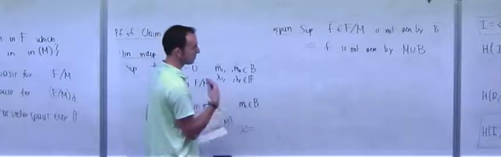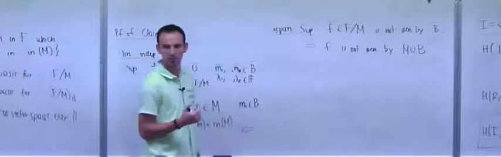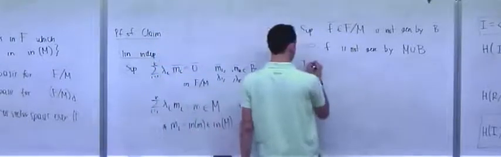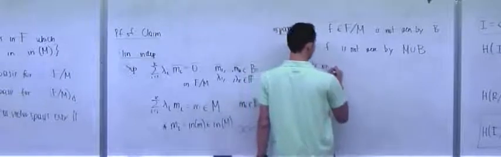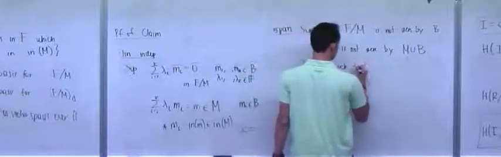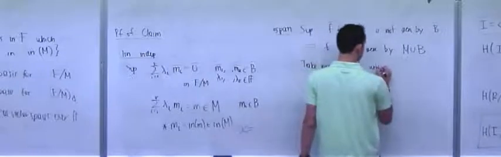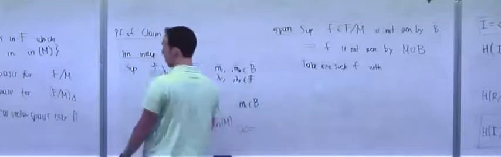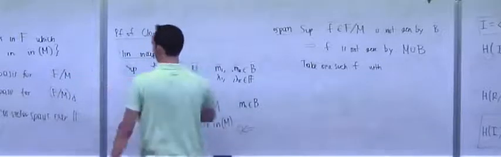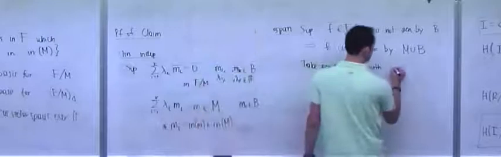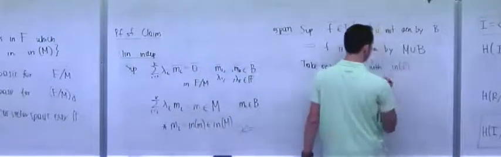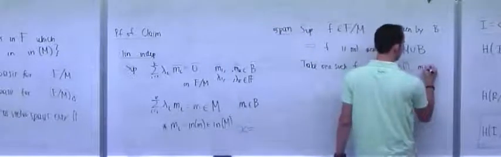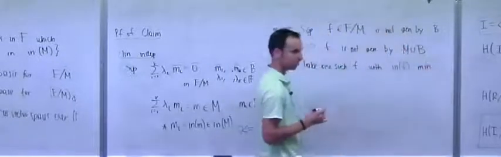Now there might be several choices for f that satisfy this. Let's take a minimal one. So take one such f. How do I choose what's minimal? I have some freedom of how to do it, but I'm going to do it according to this initial order that I have here, with this monomial order. So I'm going to take such an f with the initial term of f minimum.